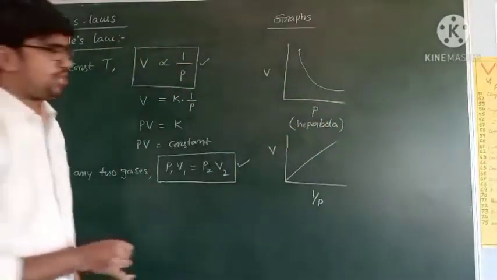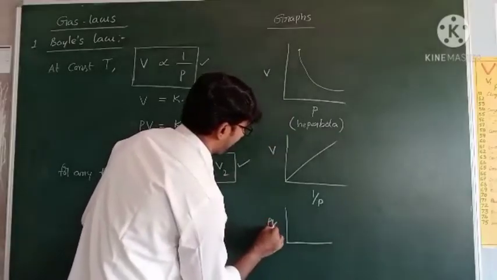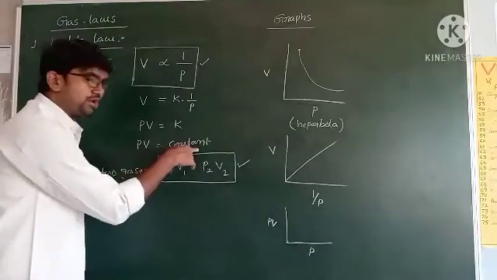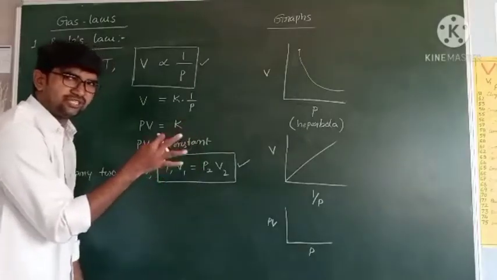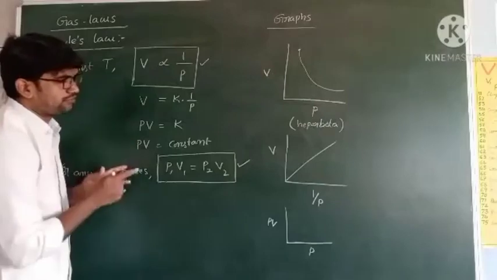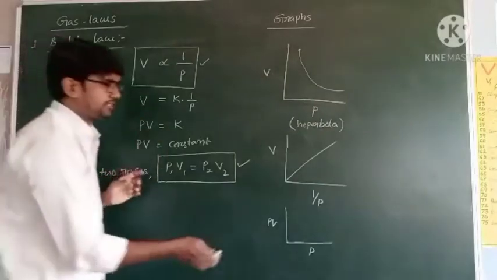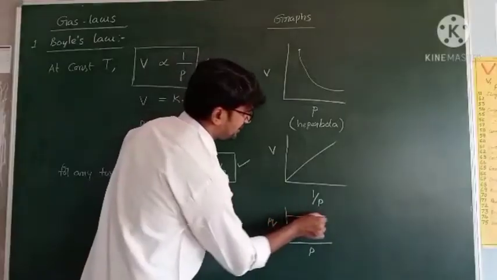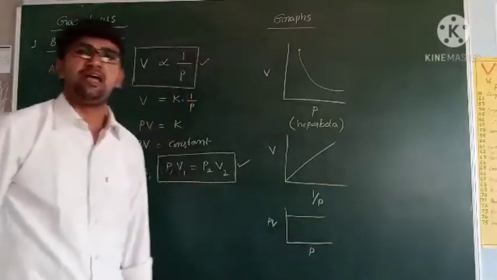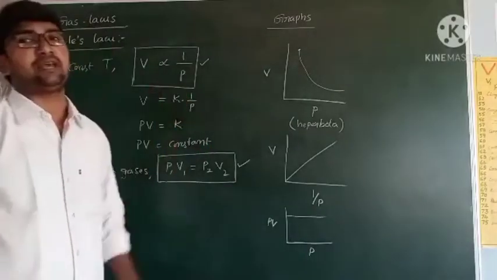Now the third one: relation between PV and P. Actually, PV is always constant. There is no change. So if you change the pressure value or the volume value, the multiple PV value is always constant. If pressure is changed, there is no change in the PV value. These three graphs were at constant temperature.